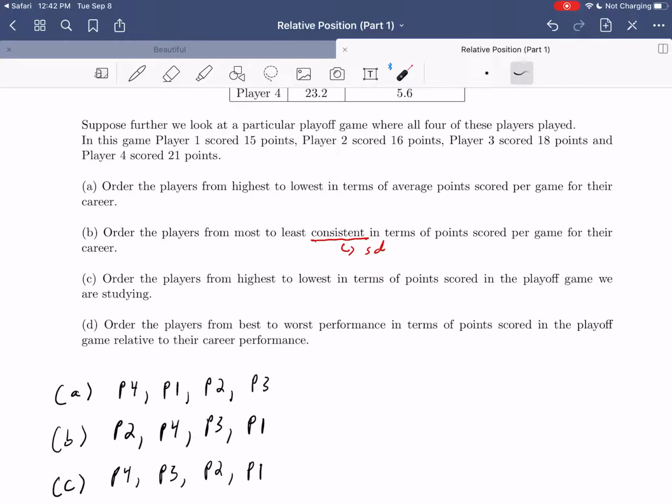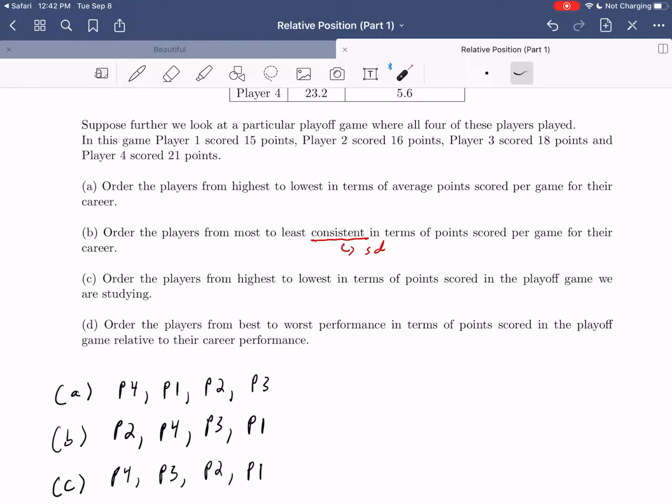Okay, so in terms of all these things, no z-score was necessary because notice we weren't trying to do anything relative to their performances. But part D will allow us to actually start to use that z-score and answer a much more interesting question. What we're going to do is order the players from best to worst performance in terms of points scored in that playoff game, but relative to their career performance. Now, why is this an interesting question?